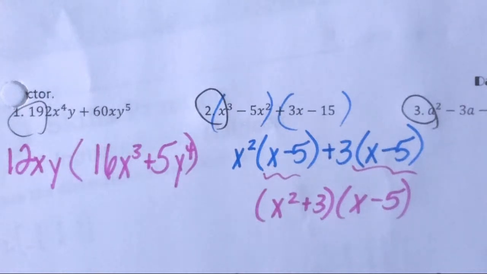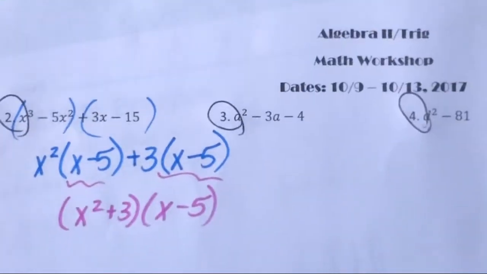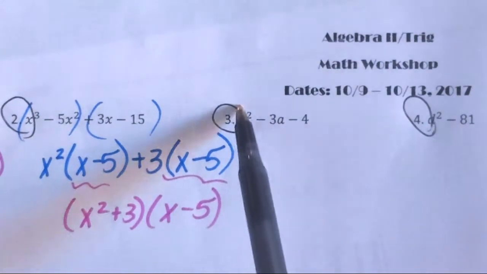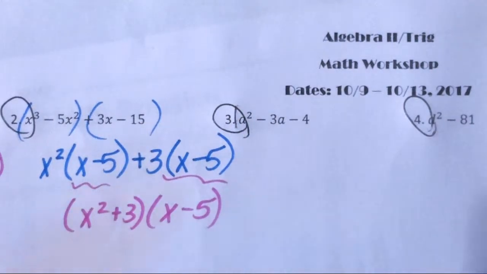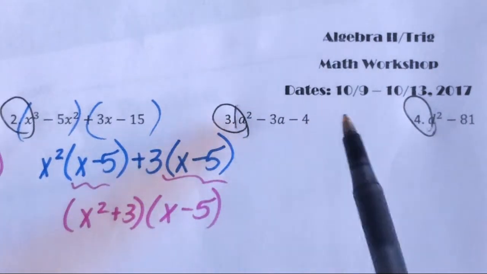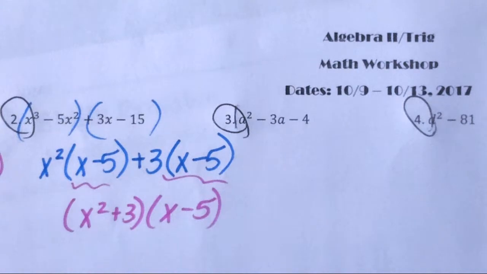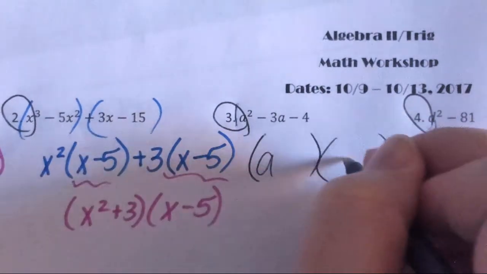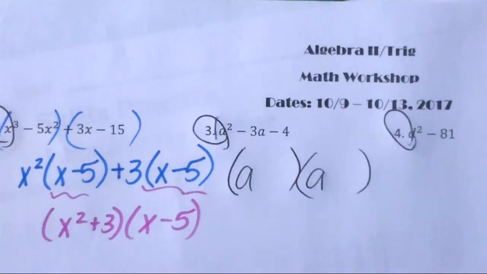Okay, number 3 has 3 terms. There is no GCF. So we've got to go and factor like normal. We need to know 2 things, and the leading coefficient is 1, so it gets to be normal factoring. 2 things that add to give us negative 3, multiply to give us negative 4. And I want to go straight to the answer. What plus what adds to give you negative 3 and multiplies to give you negative 4?